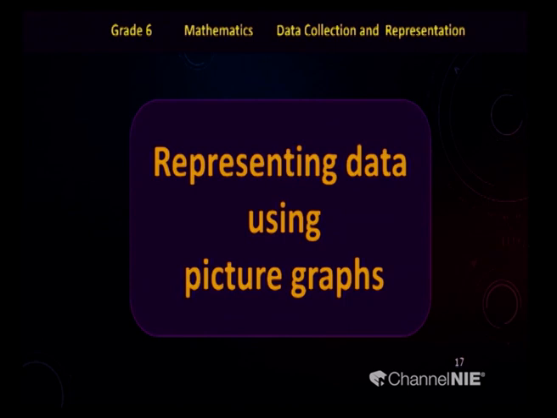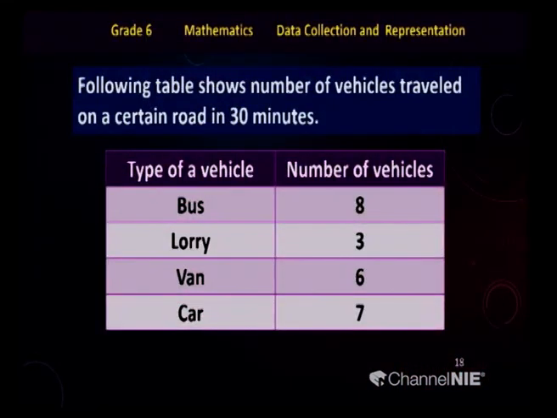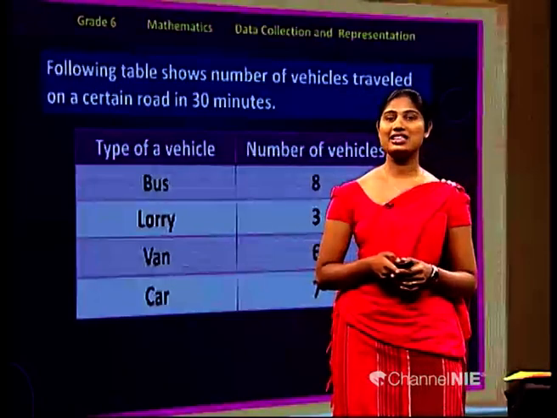Then we move to another question. Read this question, my dear children. Following table shows number of vehicles travelled on a certain road in 30 minutes. Here there is a road. We consider this road within 30 minutes to take this data. Here what are the types of vehicles? Bus, lorry, van and car. How many vehicles have travelled there? 8 buses, 3 lorries, 6 vans and 7 cars.